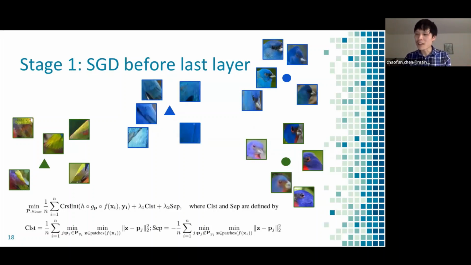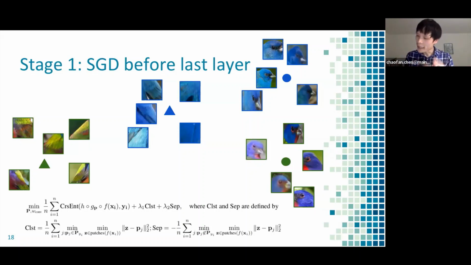And after going through the first stage of training, after a few epochs of this stochastic gradient descent training, the latent patches are now separated into distinct clusters because of the cluster term and the separation term. So in this slide, the triangles represent the prototypical wings, and the circles represent the prototypical heads. And I'm just showing two classes here.